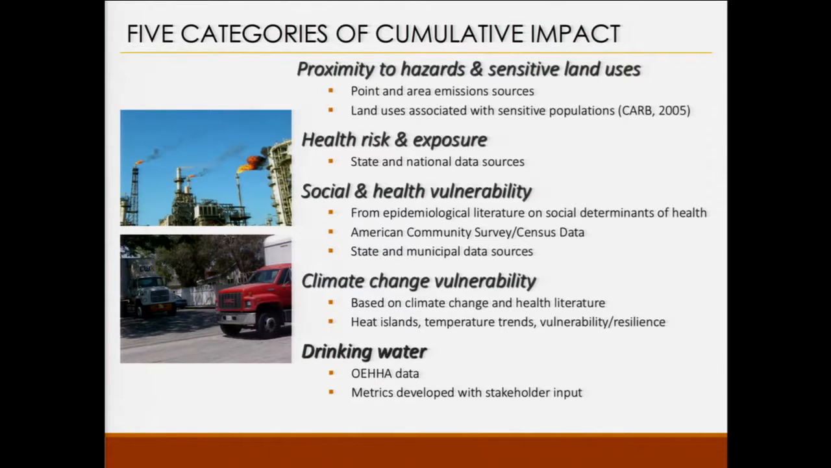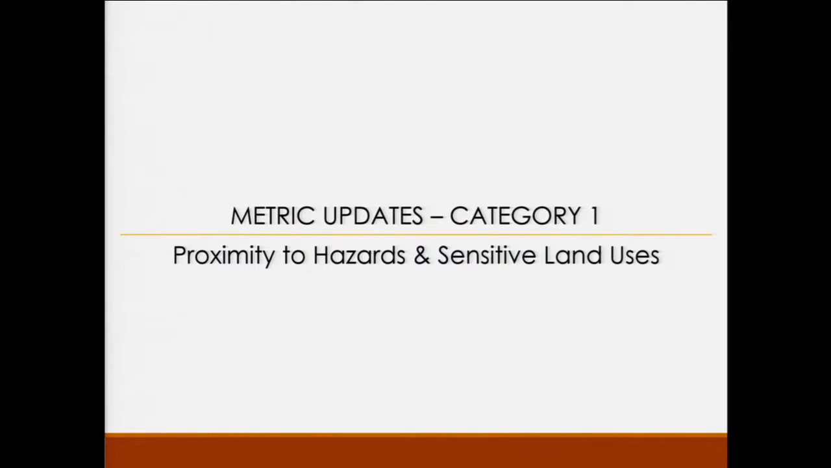We have a category for climate change vulnerability, which again is looking at health impacts from the climate change and health literature. It's really focused on increase in temperature, the effects of heat islands in urban areas, and also metrics of vulnerability and resilience as they vary among populations with SES. And finally, we're developing a drinking water indicator, taking data and a lot of guidance from OEHHA, and those are metrics that have also been vetted with stakeholder input. So, without further ado, Madeline will now discuss the various categories and how they work with the EJ screening method.